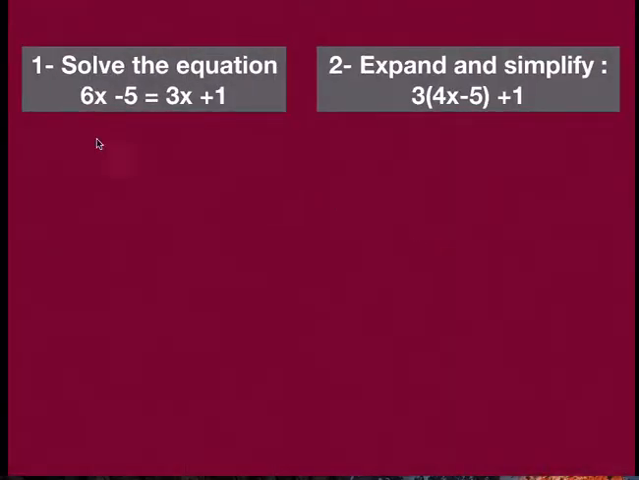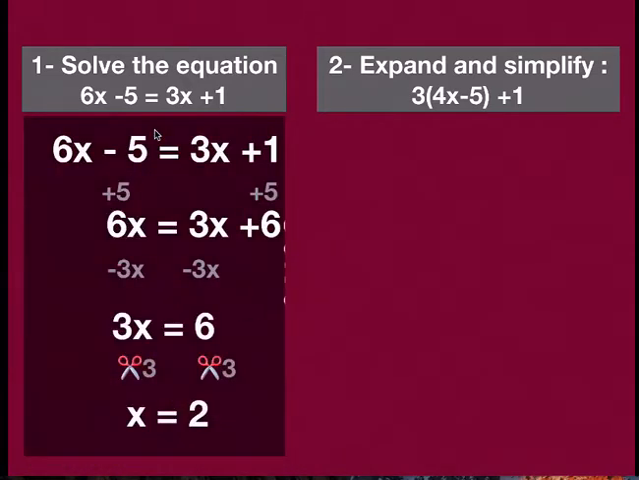Okay, welcome back. I hope you've tried hard. For the first question, we get this solution. This is the original equation. Quickly, we add 5 to both sides to eliminate the minus 5. So we get 6x, and we add 5 as well here. We get 6. And then we subtract 3x to eliminate it. So we get 6x minus 3x equals 3x. And here, this cancels to 0, and we are left with 6.